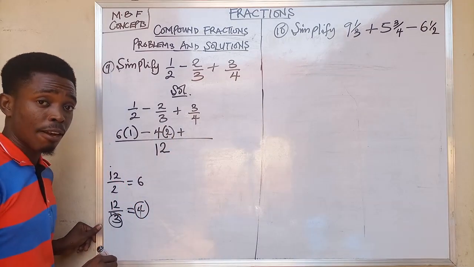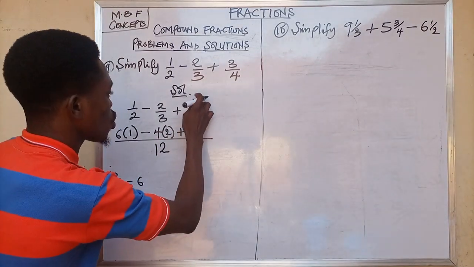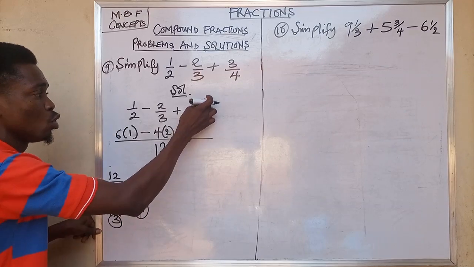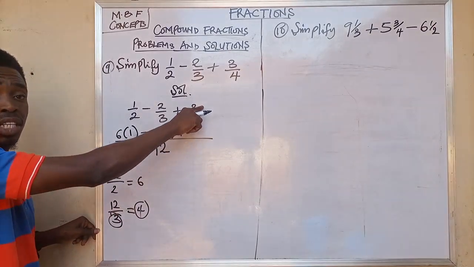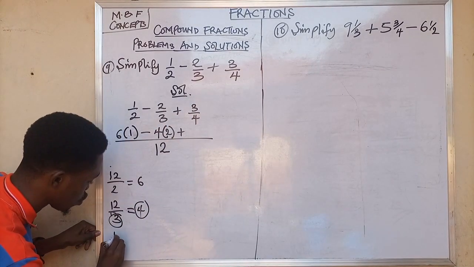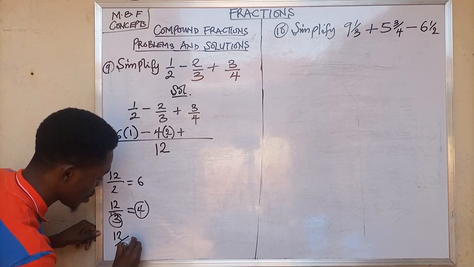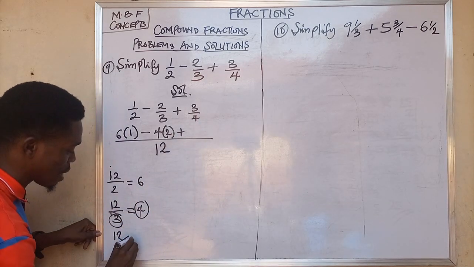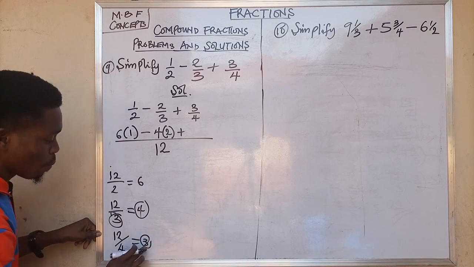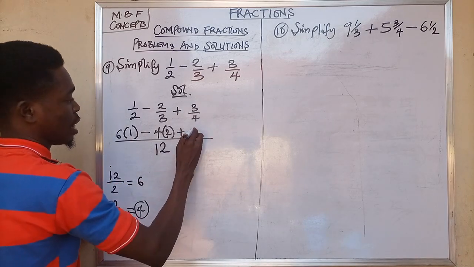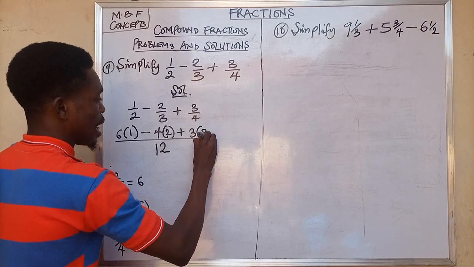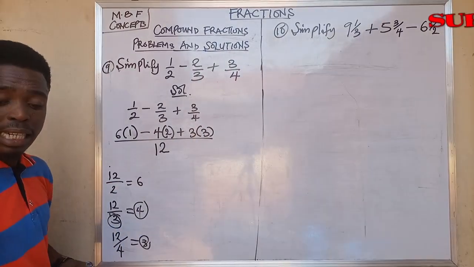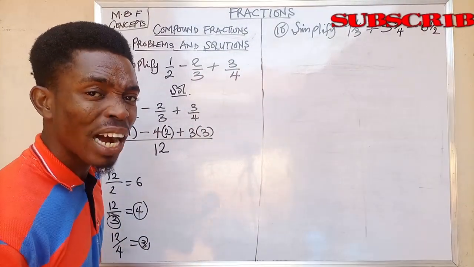Then the plus sign. Then the next thing we do is to also get the new numerator here. How do we get the new numerator here? All we simply do is to also have 12 divided by, sorry, the denominator here is 4. So we're going to have 12 divided by 4, and this will give us 3. So we are going to multiply this 3 by the existing numerator there. Then we have 3 times 3. Guys, this is as simple as this.